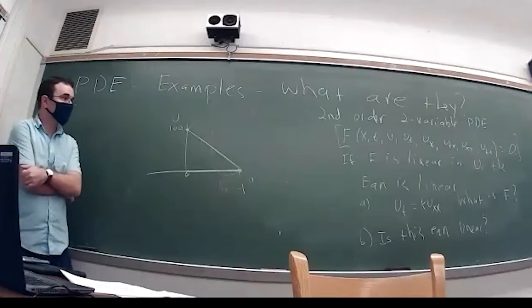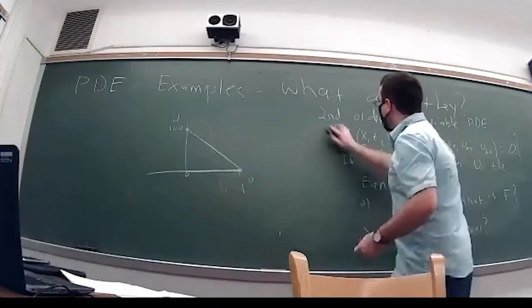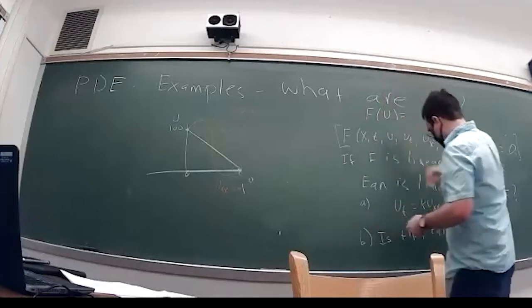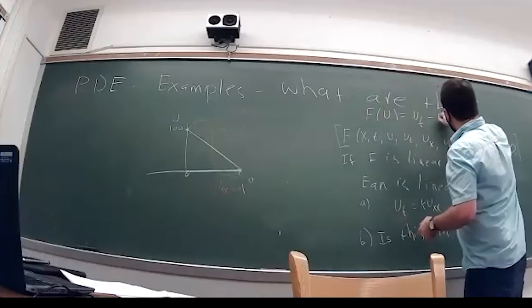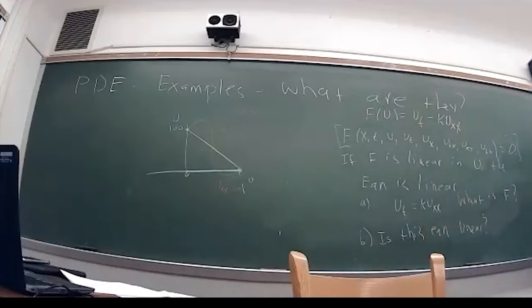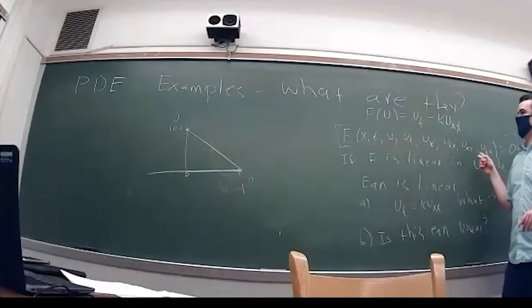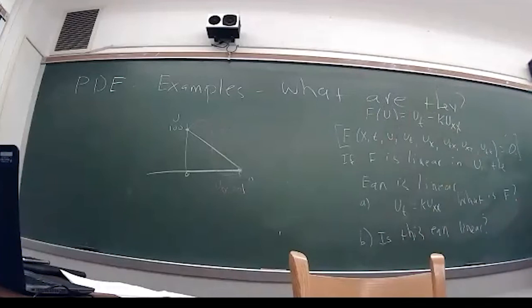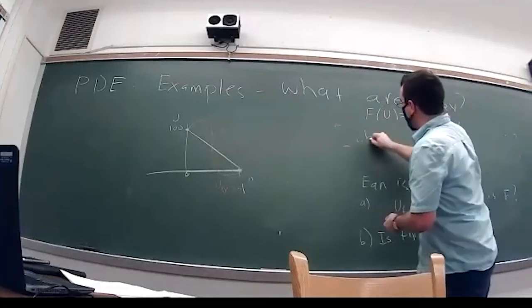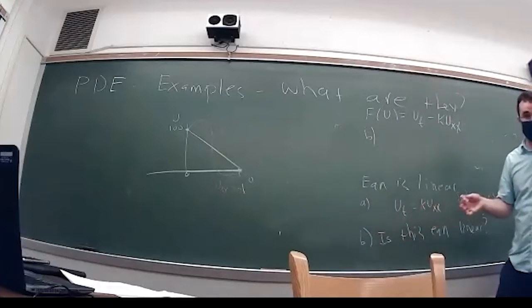F is u sub t minus a u sub x equals 0. That's basically what I heard. And I've suppressed all the other variables just for expediency. So the equation is now f equals 0. And let us check if this is linear.